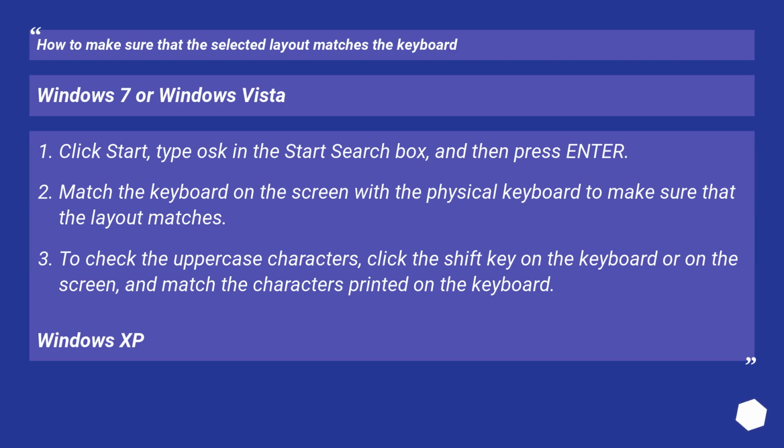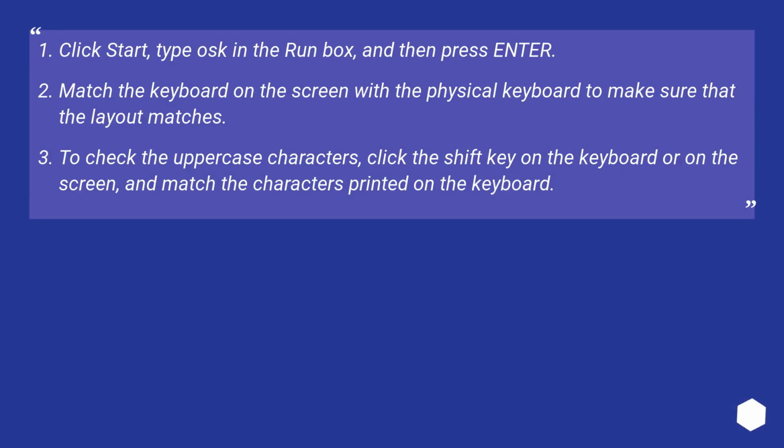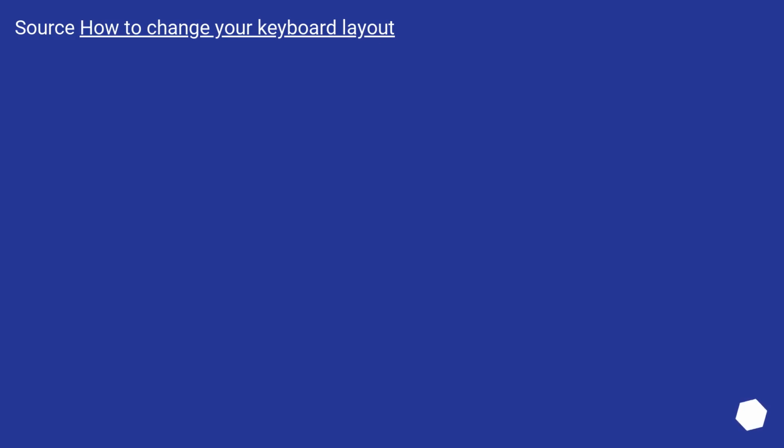Windows XP. Click Start, type osk in the Run box, and then press Enter. Match the keyboard on the screen with the physical keyboard to make sure that the layout matches. To check the uppercase characters, click the Shift key on the keyboard or on the screen, and match the characters printed on the keyboard. Source: How to change your keyboard layout.